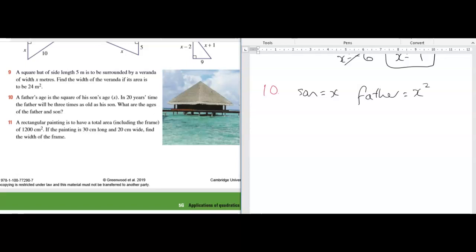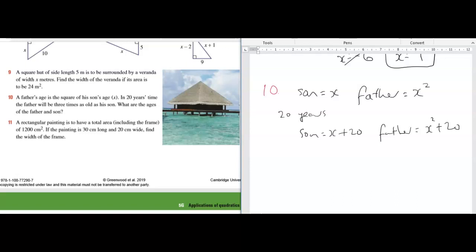Let me just think. So we've got in 20 years, so that's their current age. So in 20 years, the son will be his current age plus 20, and the father will be his current age plus 20. So let's just say the son was now 6, the father would be 36. In 20 years' time, the son would be 26, and the father would be 56. All right.